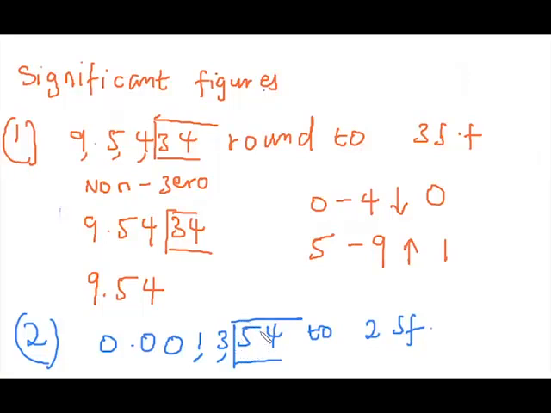Now we have to pick the first number here and look at how we are going to round it up or down. So the first number here is 5. Now 5 is between the range of 5 to 9, right? So 5 is rounded up to 1. Now that 1 is added to 3 here. This becomes 0.0014 to 2 significant figures, right?